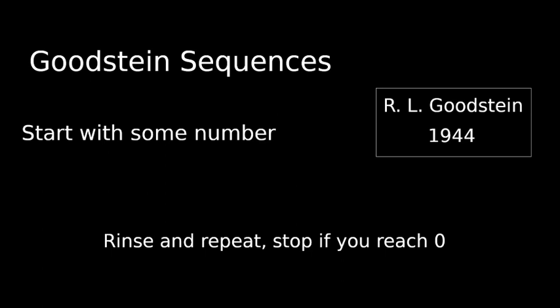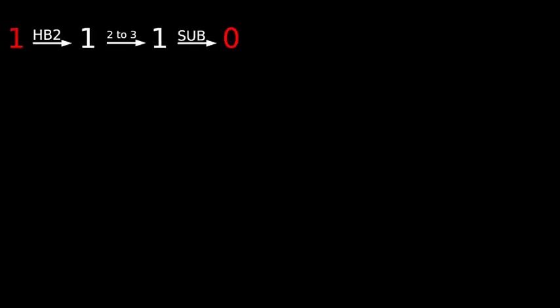Okay, so like with all sequences, the first question that comes to mind is, how does it look? So let's see what we get if we start with 1. For that we need to write 1 in hereditary base 2, which just gives us 1. We then need to swap all 2's by 3's, which still just gives us 1, and then we subtract 1, which gives us 0, which will be the next term of the sequence. Now, since the sequence reached 0, we reached the end of the sequence, and so if we start with 1, the Goodstein sequence is just 1, 0. So let's start with a larger number and see if we get something more interesting.